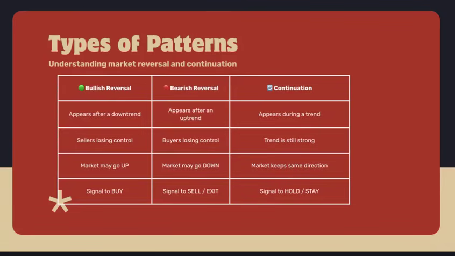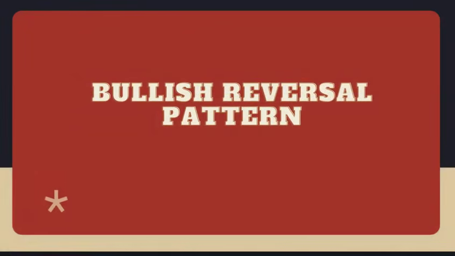Continuation patterns don't signal a reversal, they confirm that the existing trend will continue. Whether the market is going up or down, these patterns say the move isn't over yet. The second stop in our roadmap is bullish reversal patterns. We'll look into the most used patterns where buyers can enter.